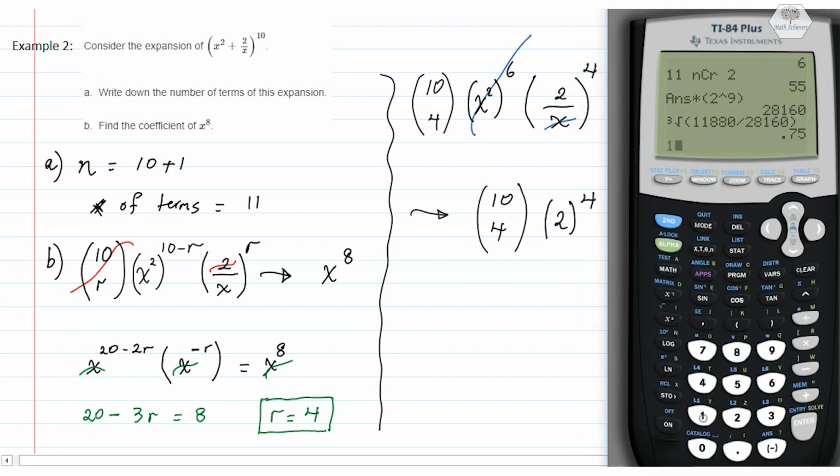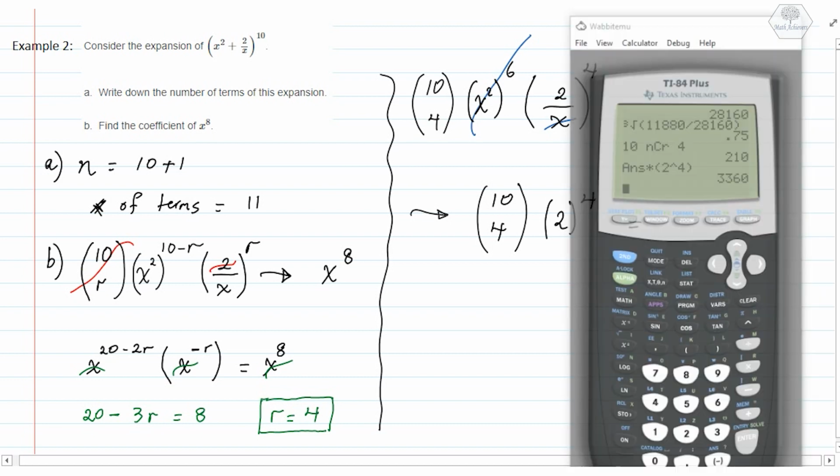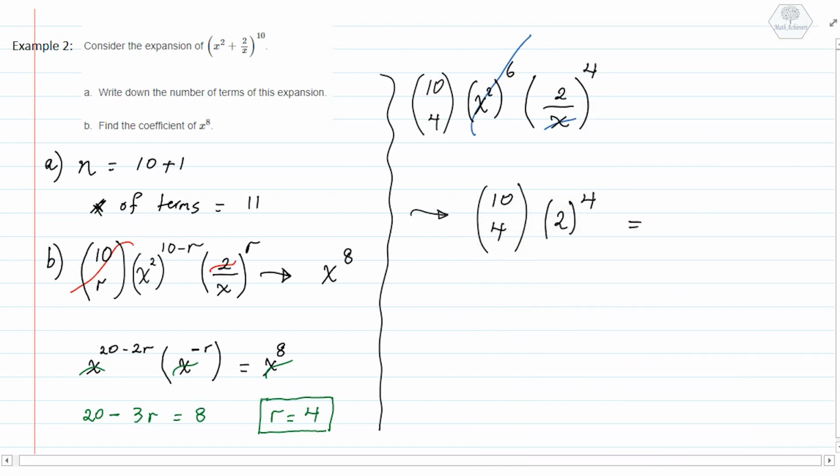So I go 10, I go math, PRB, and I press 3, 10 combination 4 is equal to, and I multiply this value by 2 to the power of 4. It's equal to 3,360. This is the coefficient of x to the power of 8, equal to 3,360. This is my coefficient.